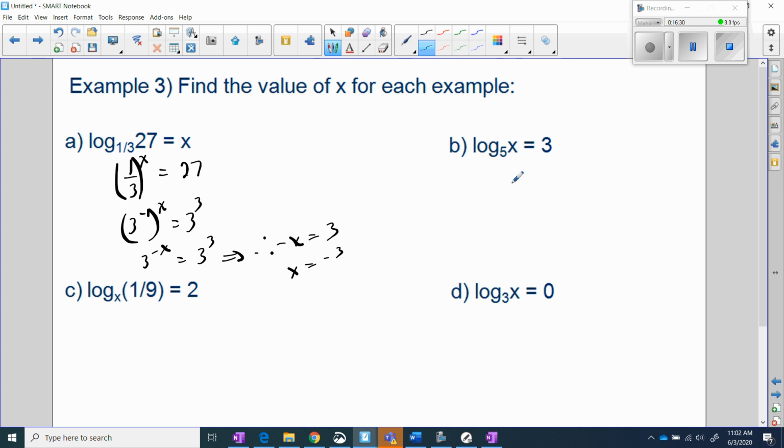Okay, this time the x is the argument. Well, this one's going to be really easy. Same thing, switch notations. Base 5 to that exponent would have to equal your argument. 5 to the 3 is equal to x. That means that would have to be 125.